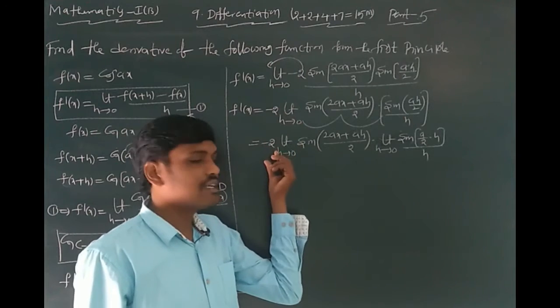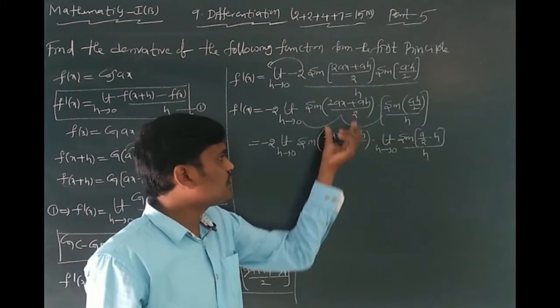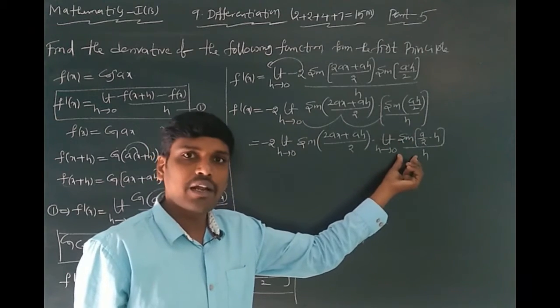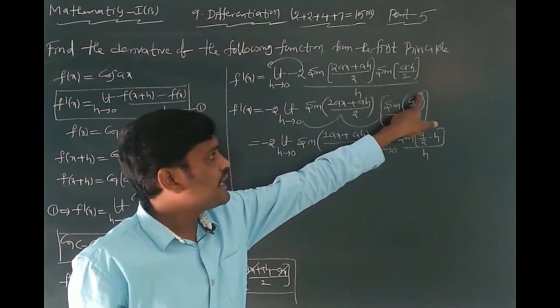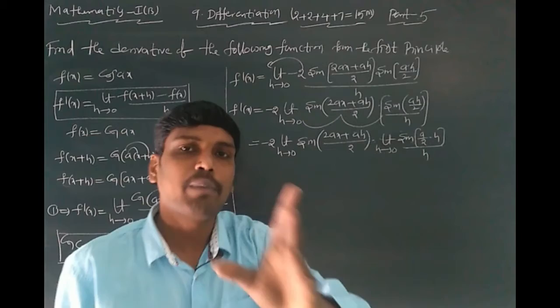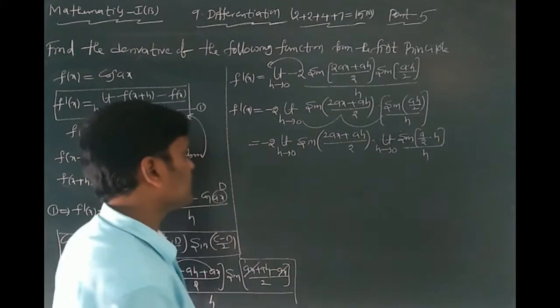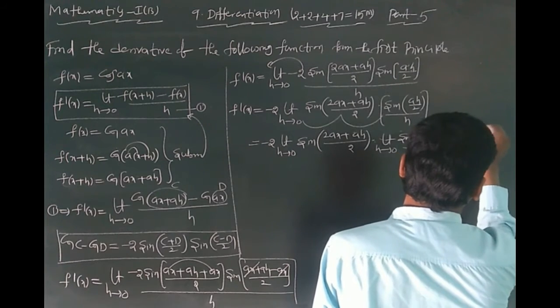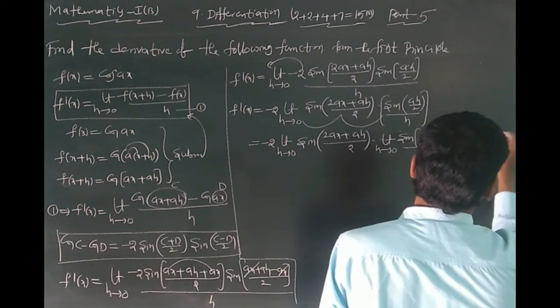Here minus 2 get common. You can write the first function as a separate limit, and the second function also as a separate limit. In this limit, here h by 2 is there. You can separate a by 2 into h. After that, you know that this formula states limit h tends to 0 of sin ax by x.